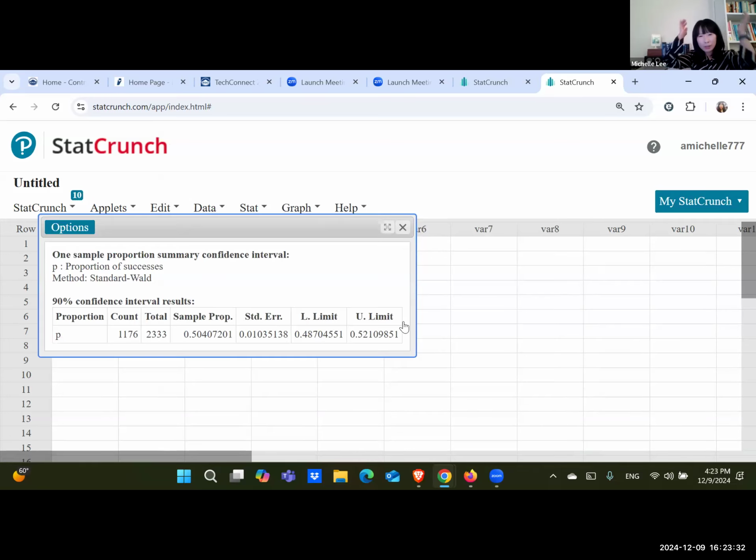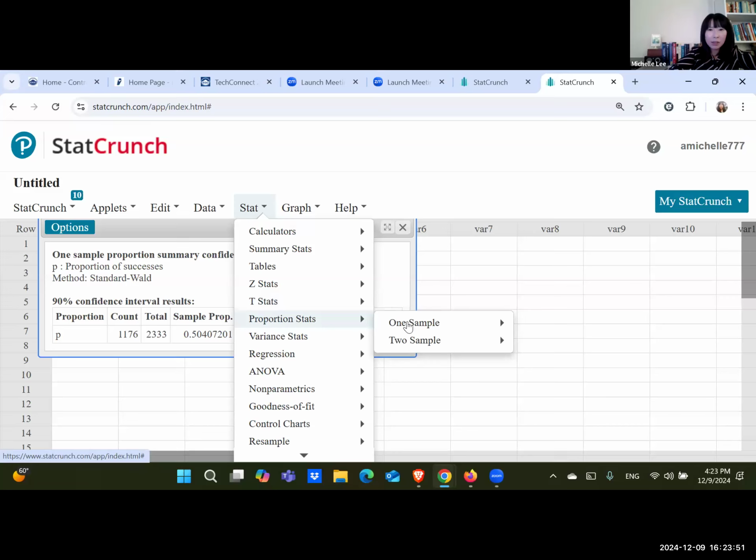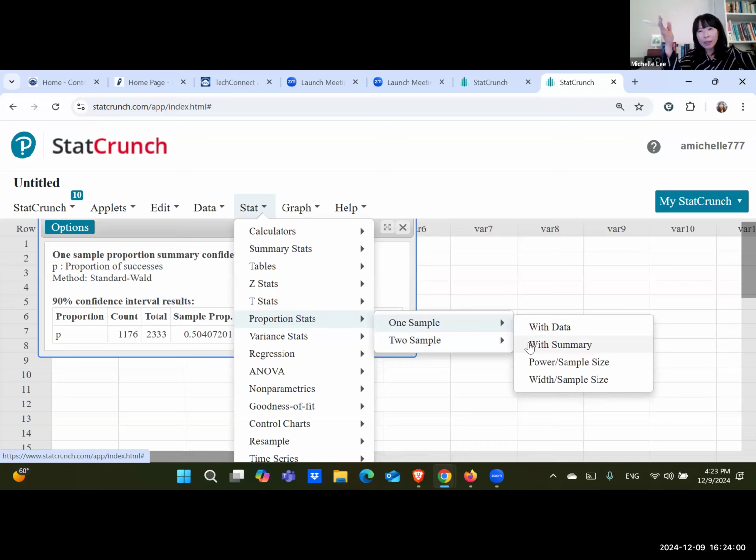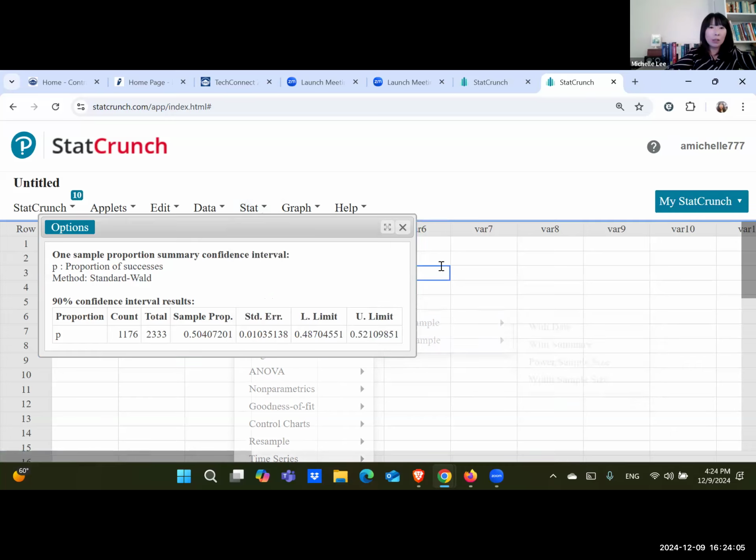Upper limit. Oh, I did not share. Sorry about that. I'm rushing this way. Okay, so once again, go to StatCrunch, proportion stats, one sample with summary. Then we fill in what is x, what is n, what is the level of confidence, then click compute, and we have this. Then we subtract p hat.